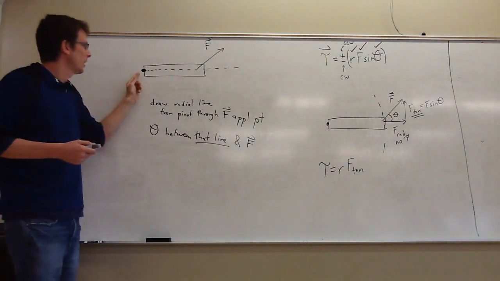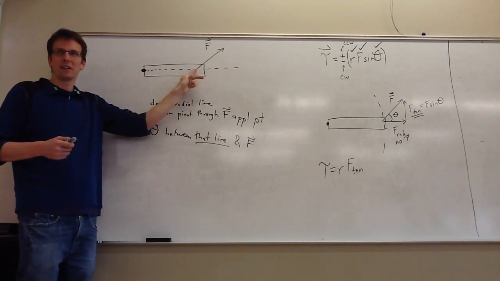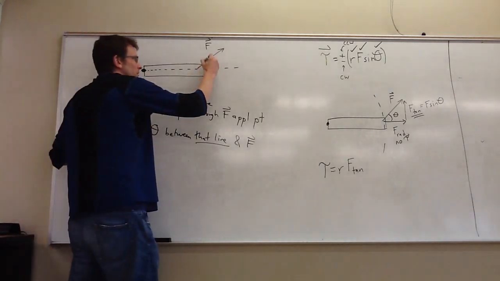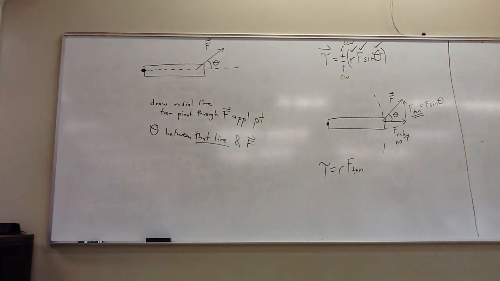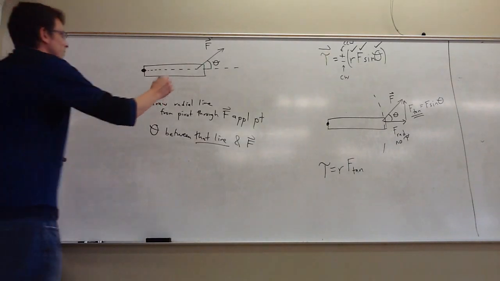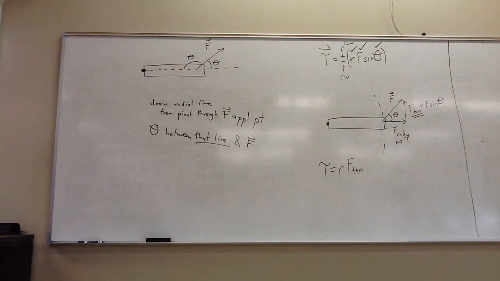So I just drew a dotted line from the pivot through the point, this is the point where the force was acting, and I want to measure this angle. The angle between that force vector and that line. Now you might say, why not this angle? Doesn't that also satisfy the prescription? Isn't that also an angle between that line and the force vector? Sure, go ahead, knock yourself out.